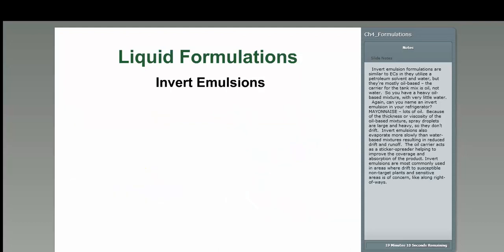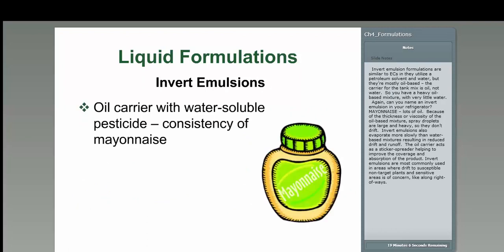Invert emulsion formulations are similar to ECs, and they utilize a petroleum solvent and water, but they're mostly oil-based. The carrier for the tank mix is oil, not water. So you have a heavy oil-based mixture with very little water. Again, can you name an invert emulsion in your refrigerator?